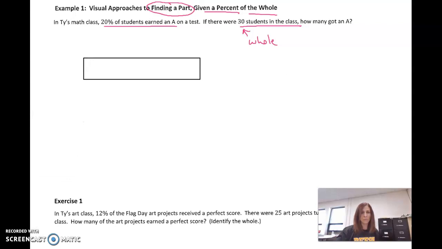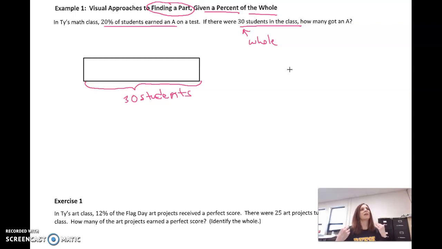Okay? This whole thing here is going to represent all 30 students. Okay? Now, if we're talking about all the students, I want us to think what percent represents every single one. 100%, right? This represents 100% of the students, but we only want to worry about what 20% is.